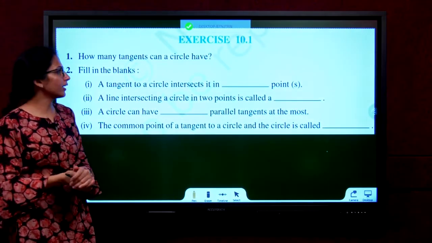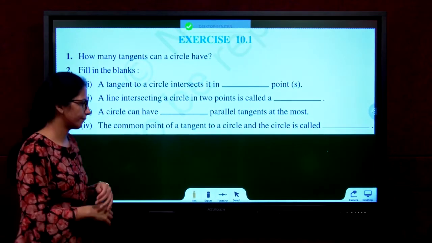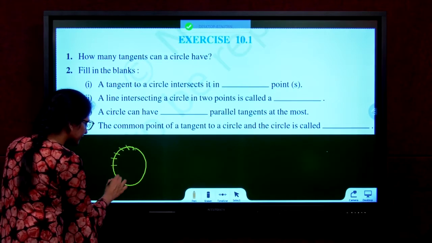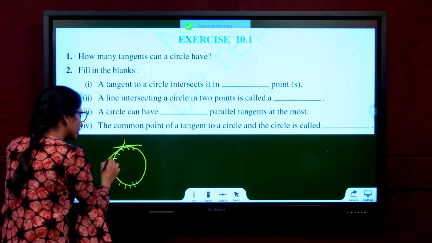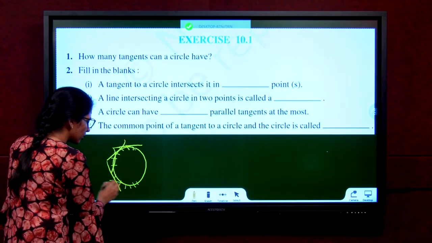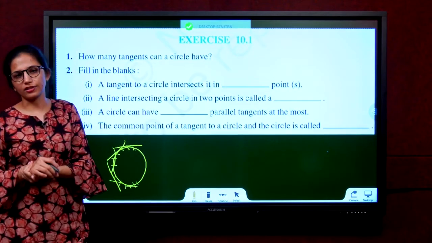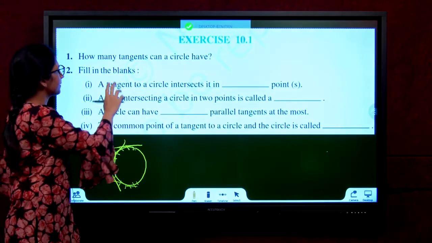Exercise 10.1, question 1. How many tangents can a circle have? A circle is made up of infinite points. At every point you can draw a tangent. So how many tangents are possible? Infinitely many tangents. You can't count it.